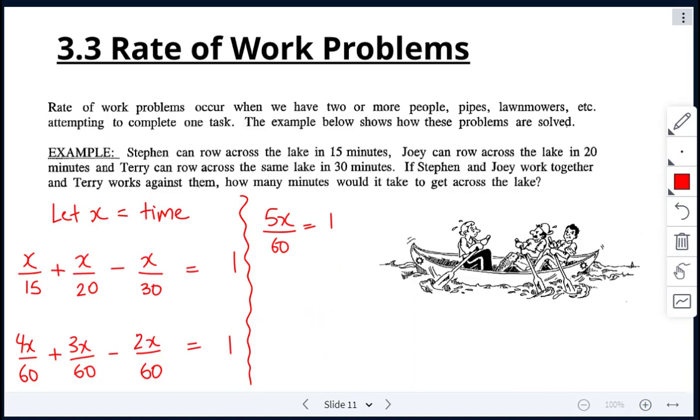We'll solve this how we were doing ratio type equations. So we'll take 5x times 1, which is just 5x, and then 60 times 1, which is 60. And then we'll divide both sides by 5, and then x is equal to 60 divided by 5, which is equal to 12. So how many minutes would it take to get across the lake? It will take 12 minutes.